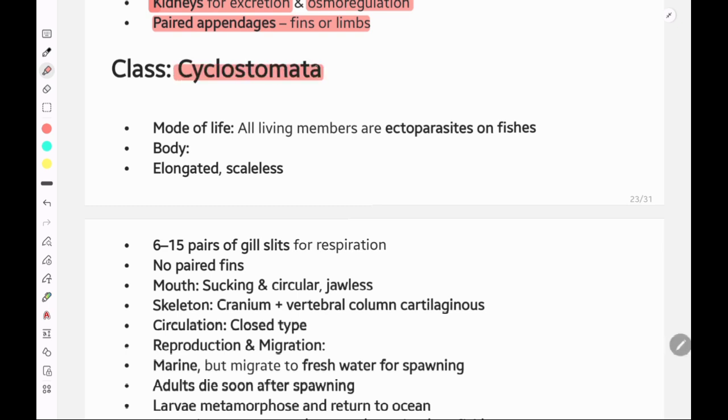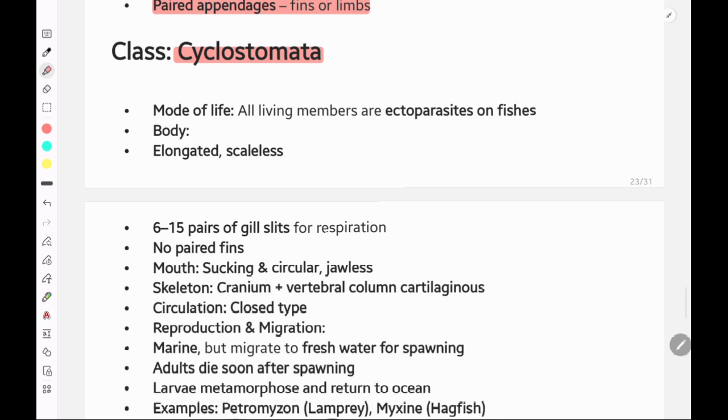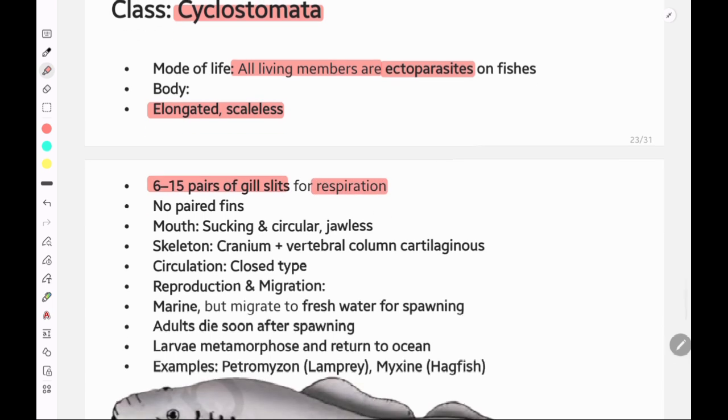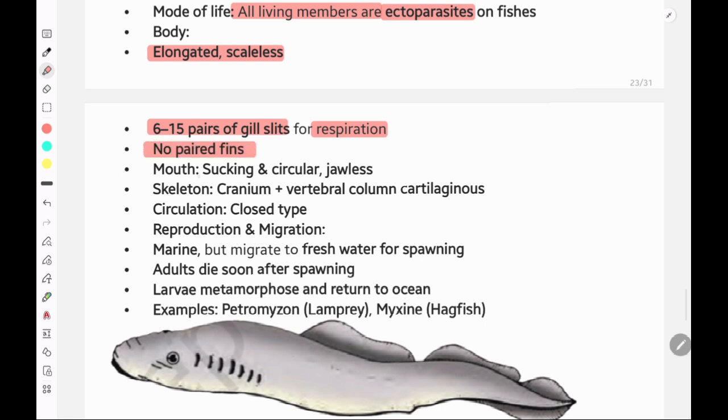vertebrate. It is Cyclostomata. Cyclo means round, and stomata means mouth. All the living members are ectoparasites. Ecto means outside, and parasite means an organism that depends upon another. Their body is elongated and scaleless. They have 6 to 15 pairs of gill slits for respiration. They do not have paired fins. The mouth is a sucking, circular, jawless mouth.